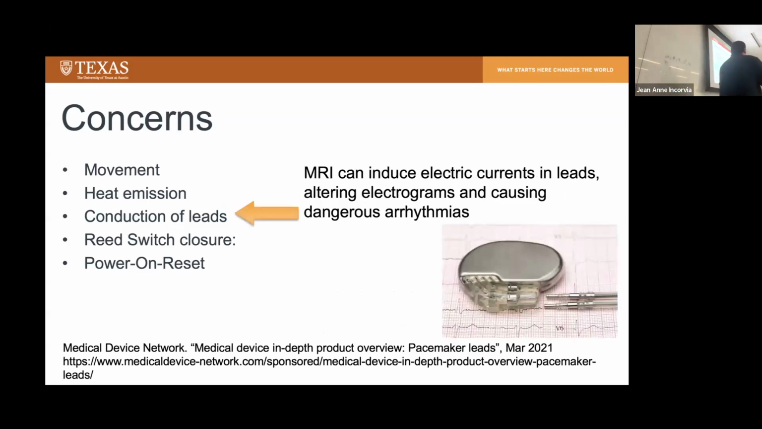However, the issues start to arise when you start looking at the conduction of the leads. The MRI can induce electric currents in the leads, altering electrograms and causing dangerous arrhythmias.